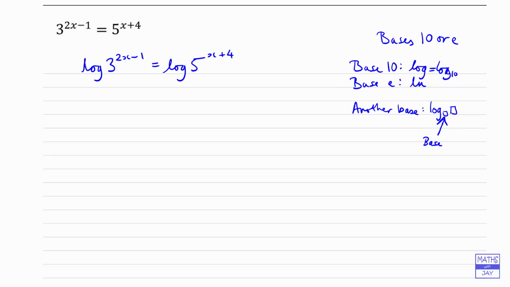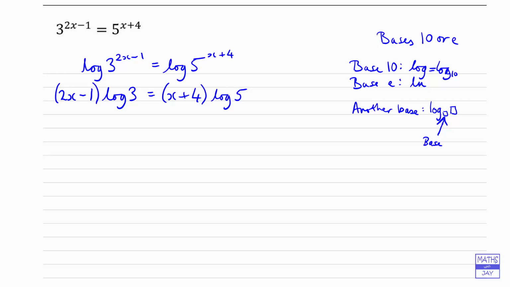And then using our law of logarithms that tells us we can bring the power in front, we've got 2x minus 1 times log 3 is equal to x plus 4 times log 5. So the important thing to remember here is that when we've got log 3 and log 5, those just represent ordinary numbers. They'll be decimal numbers, so much better not to evaluate them at this stage, but to wait until you get to the answer to put them into your calculator.